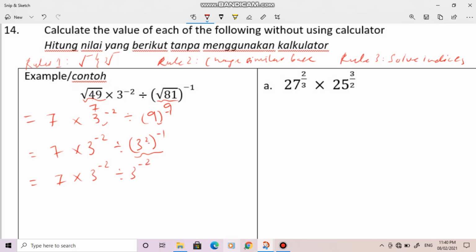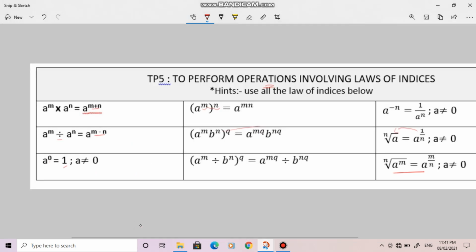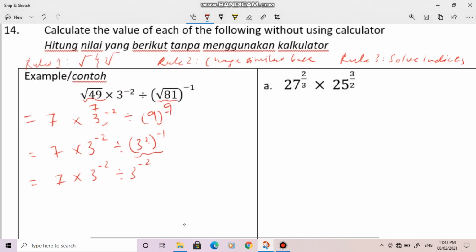Because you have learned before, a power of m power of n is a power of mn. And then solve for the indices of the similar base. 7 times 3 power of negative 2. Since it is division, you must subtract the index, minus negative 2.